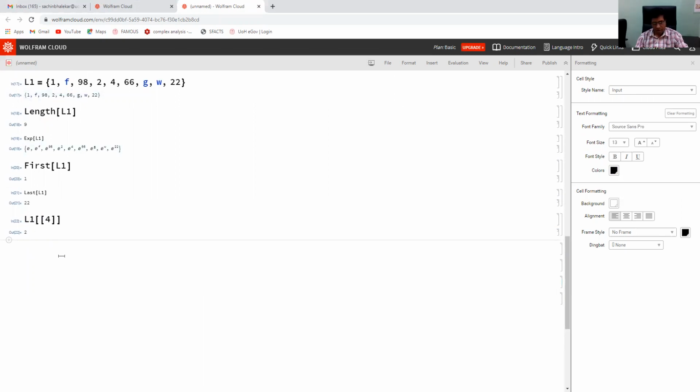We can have elements from 4th to 6th element, for example. We need to put semicolon, like this. Say 4 semicolon, say 4 to 8. Sorry, I think they need only one square bracket.